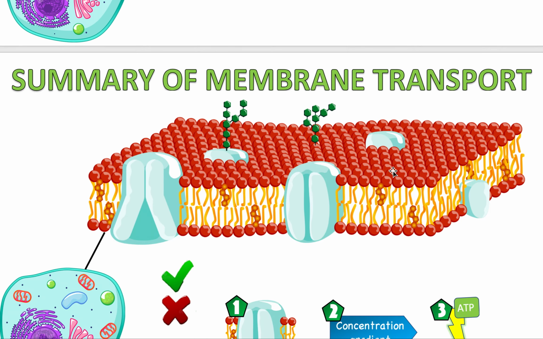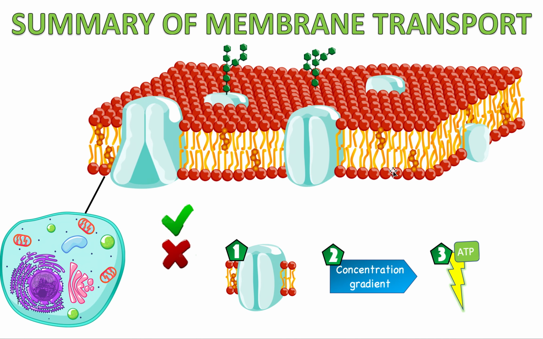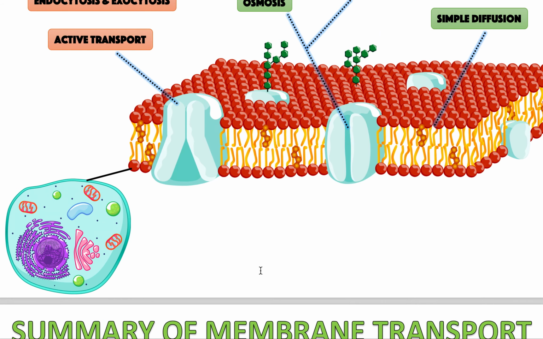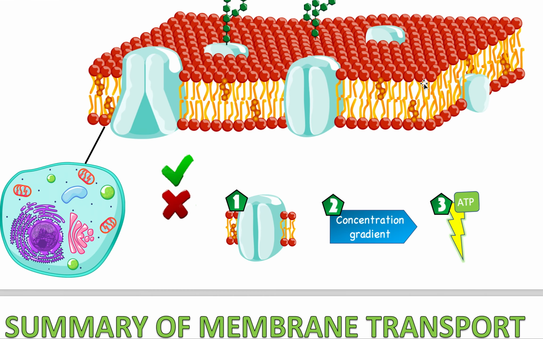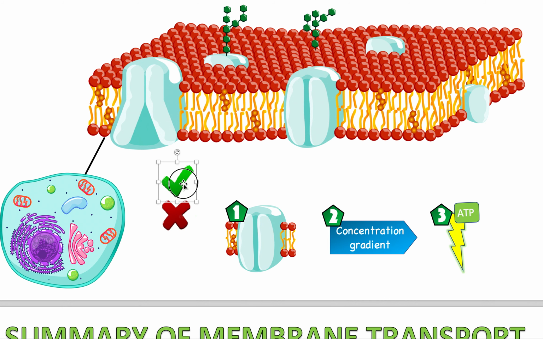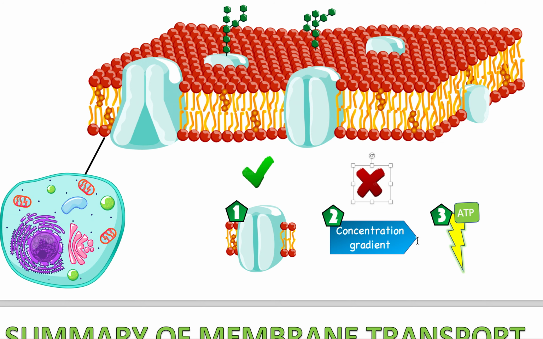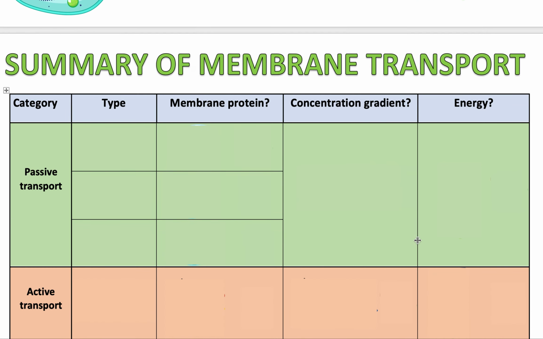So when we think about membrane transport, you got to ask yourself three things. One, does this specific method need a protein channel? Two, does it need a concentration gradient? And three, does it need ATP? You got to ask yourself these three questions for every single method. Okay, that's exactly what we're going to do now. If you know these things, you pretty much know what you need to know. So we're going to go through all of these methods and tick or cross whatever these three things are for them. So here we have it.